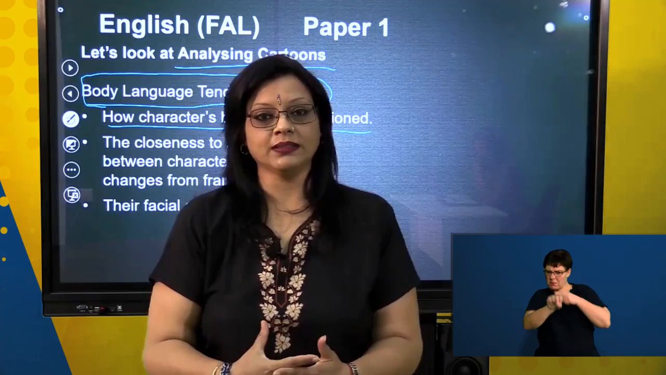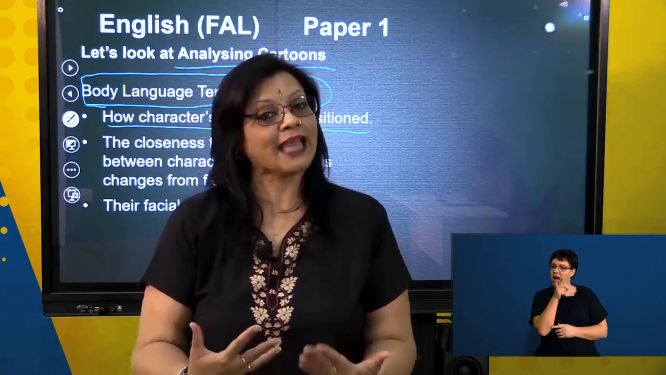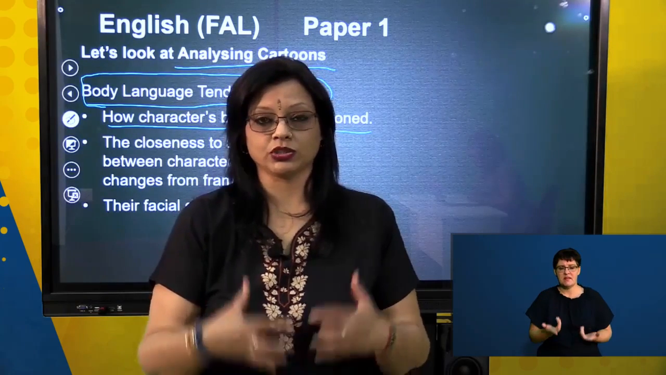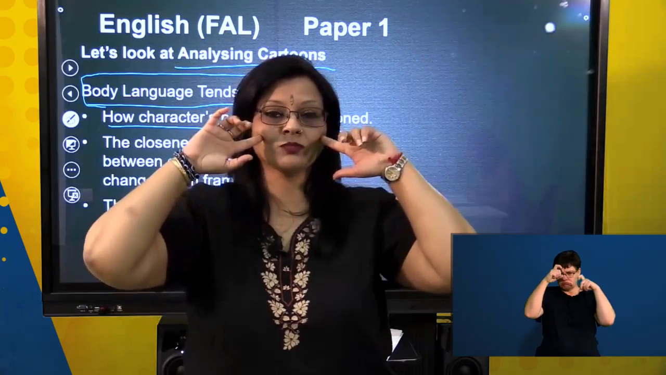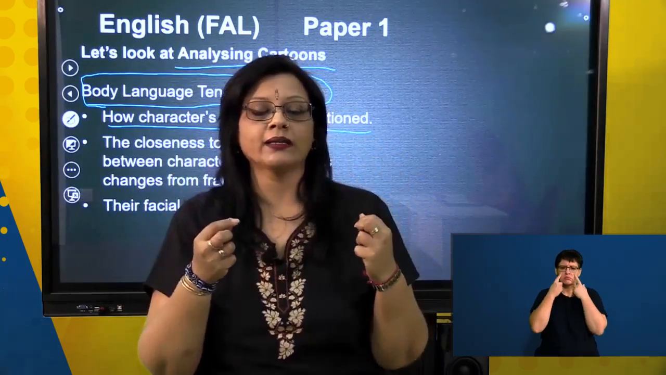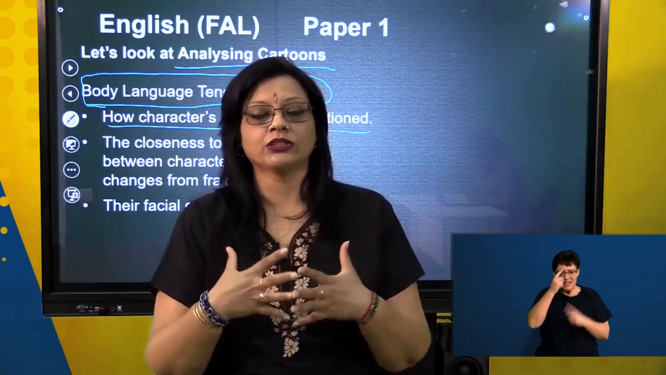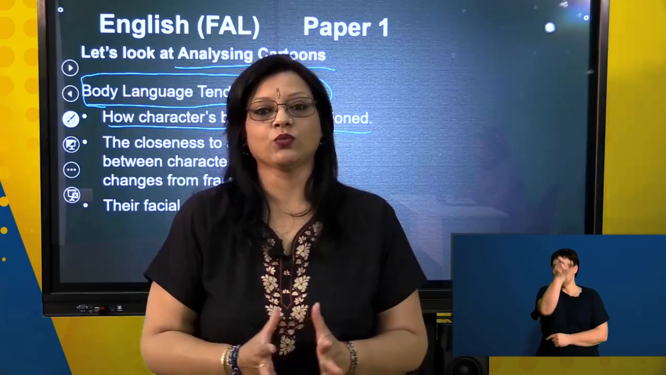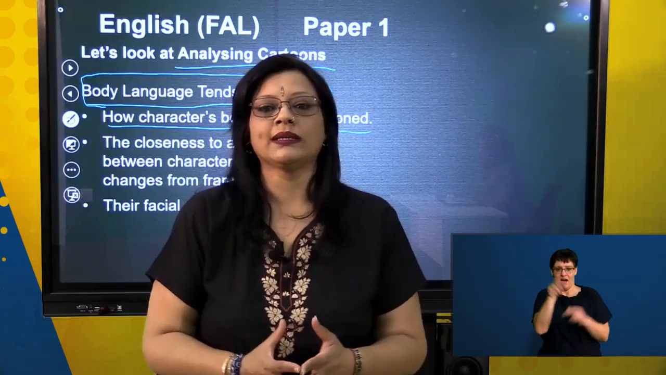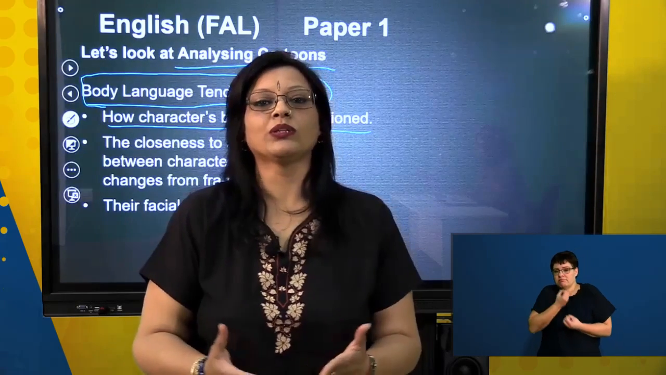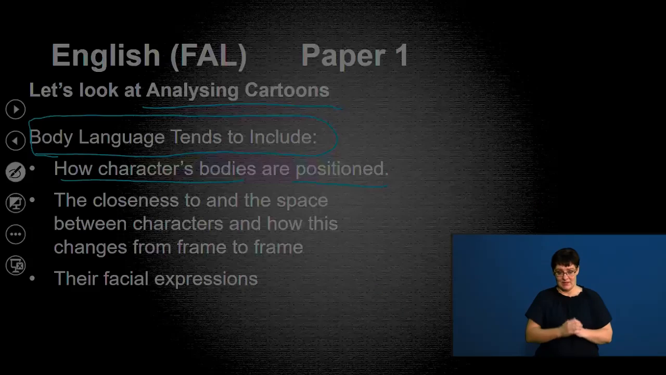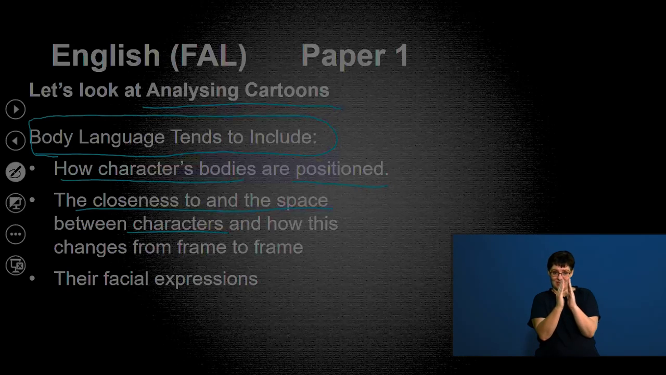A person could be smiling, and then we know that person is happy. A person could be frowning, and then we know that person's angry. It depends on the position of your eyebrows, the way your face moves, the tears if you're crying. Your facial expressions and body language will all be coupled in to give you some indication as to what the character in the cartoon is communicating to you without using words. That's what we're looking at when we're looking at body language. When we look at the closeness and the spaces between characters, that also determines meaning, and changes from frame to frame.